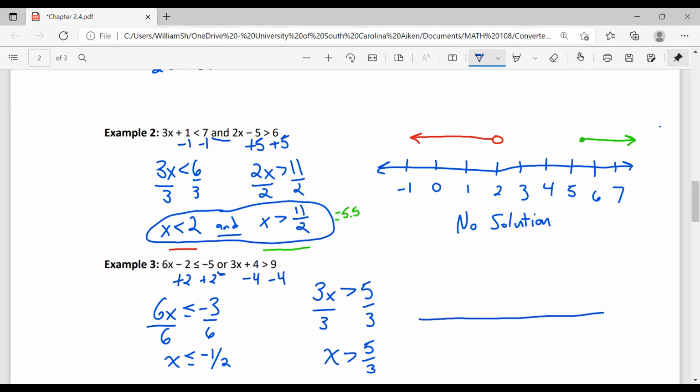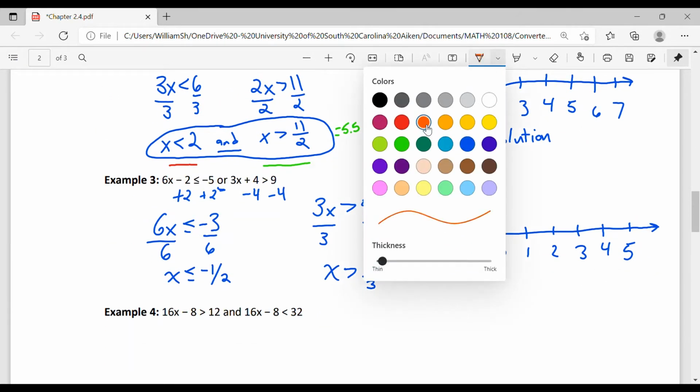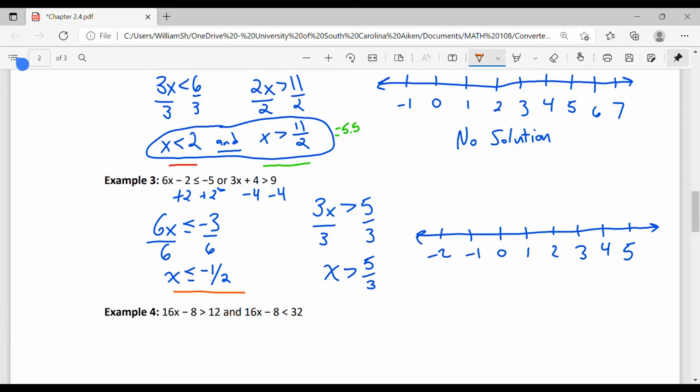So if I draw a number line for this one, so let's go -2, -1, 0, 1, 2, 3, 4, 5. I'm going to scroll down slightly. And I'll do the first one over here in orange. Okay, so x is less than or equal to -1/2. Well, -1/2 is about right here. It is equal to, so I'm going to do a solid dot. And it's less than or equal to, so it goes this way.